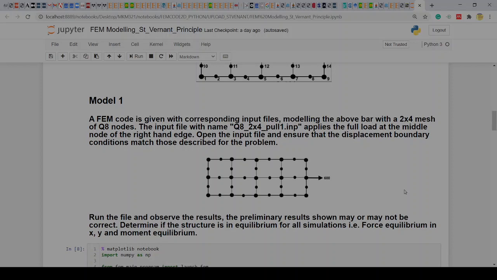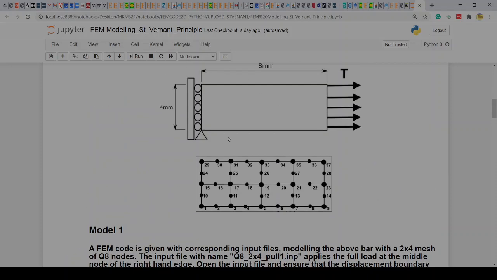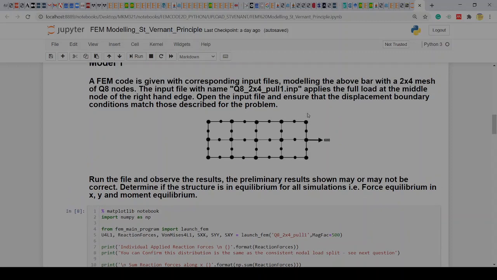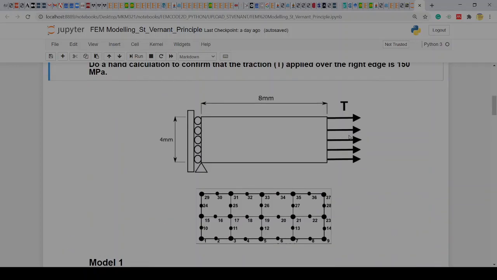So I'm going to show you three FEM models. The first model is we're going to model exactly this with rollers and a clamp here, but we're going to apply a single load of 600 newtons at that mid-side node. It must be statically equivalent. So what does it mean? What is the sum of forces, the sum of moments, etc.? All of those things must be the same.